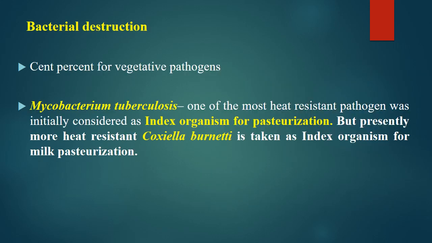Now regarding bacterial destruction, as we have mentioned, 100% of pathogens should be destroyed, that is the vegetative forms, but it may not be able to destroy the spore form. Many times pathogens can be present in spore form, but pasteurization cannot destroy them. Secondly, there are certain index organisms, taken as the representative, and if that organism is destroyed we can assume that all other pathogens are destroyed. Initially, Mycobacterium tuberculosis, a very heat resistant pathogen, was taken as the index organism for pasteurization. Later it was changed, and another heat resistant organism, Coxiella burnetii, was taken as the index organism for milk pasteurization. That means if Coxiella burnetii is destroyed, we can assume that all other pathogens are destroyed.